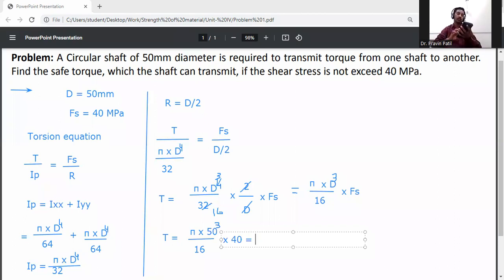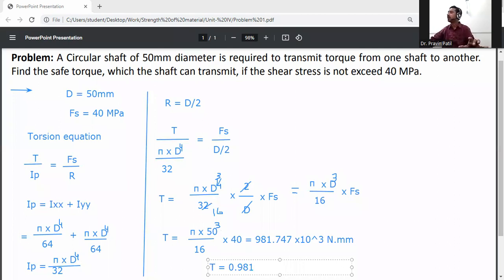So pi into 50 cube divided by 16 into 40, we get 781.747 into 10 raised to the power 3 Newton mm. In kilonewton meter, divide by 10 raised to 6, so it will be 0.9817 kilonewton meter. So this is the torque for the given data. For diameter 50 mm and shear stress not exceeding 40 MPa, the safe torque is 0.9817 kilonewton meter.